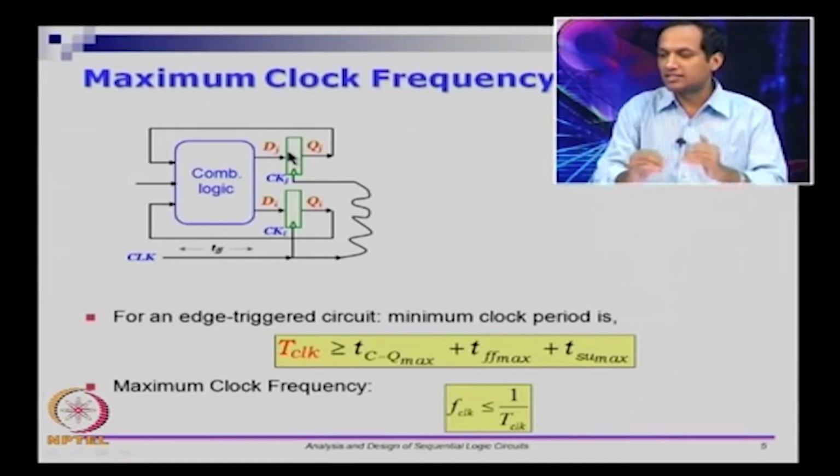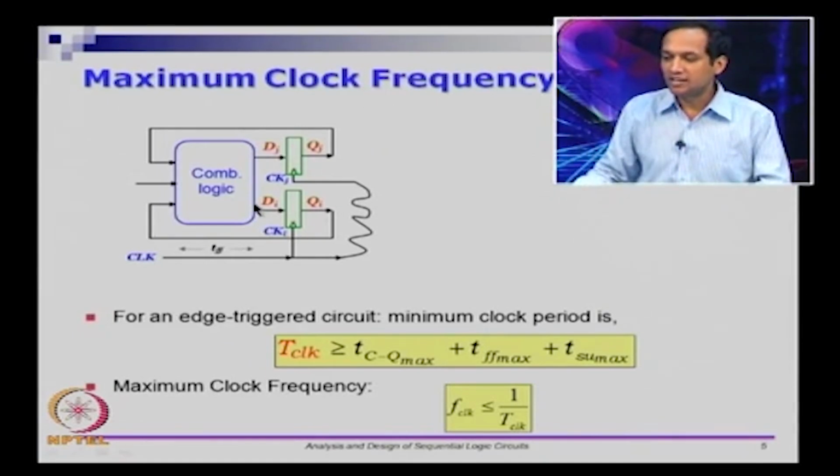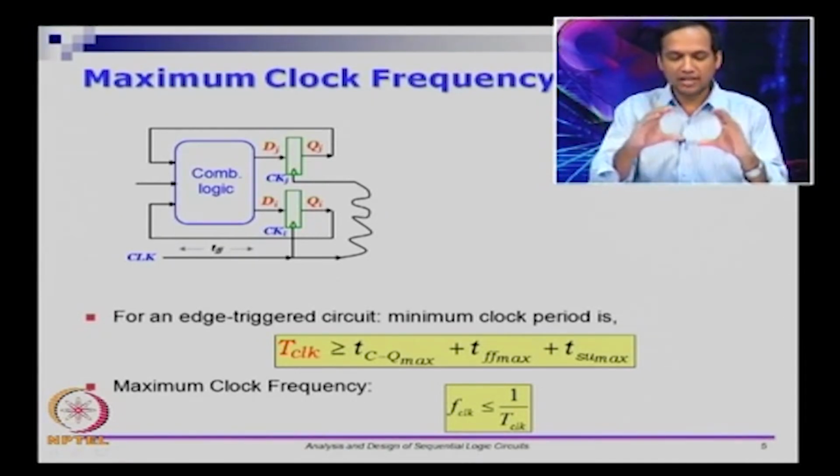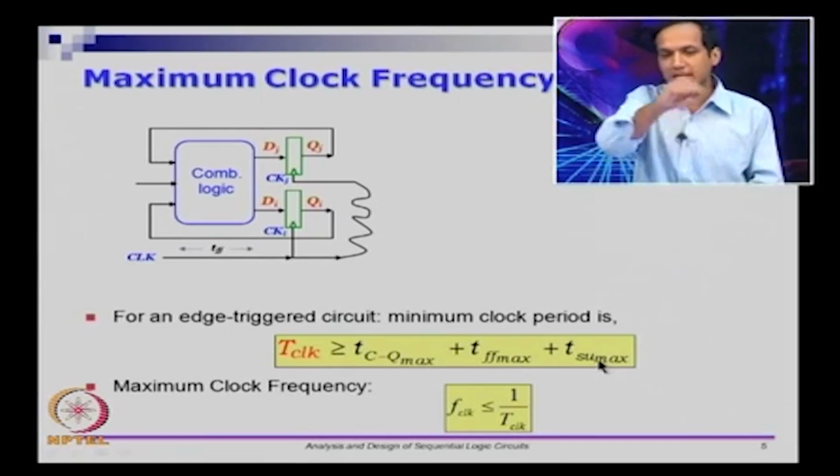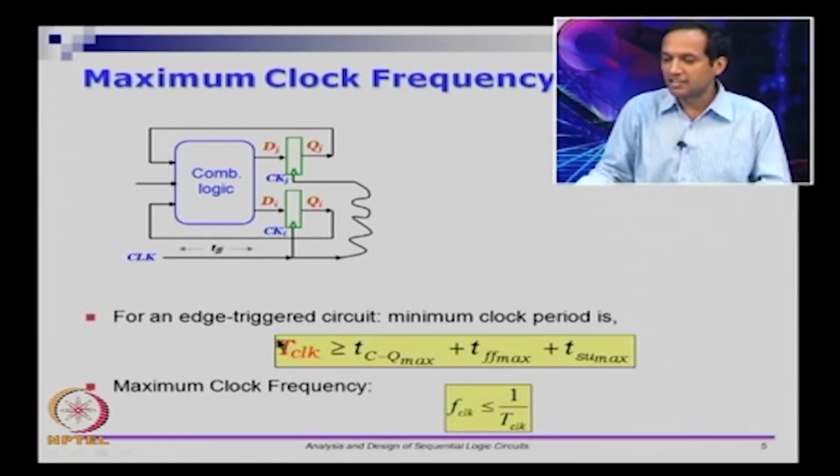There will be 4 such constraints: QI to DJ, DI to QJ, then QI to DI itself and QJ to DJ itself. There are 4 such things. Since T clock should be greater than each one of these 4 summations, you can as well write it as max: TCQ max plus TFF max plus TSU max. In each of the terms you pick the largest quantity. This is the most conservative clock that you can have.